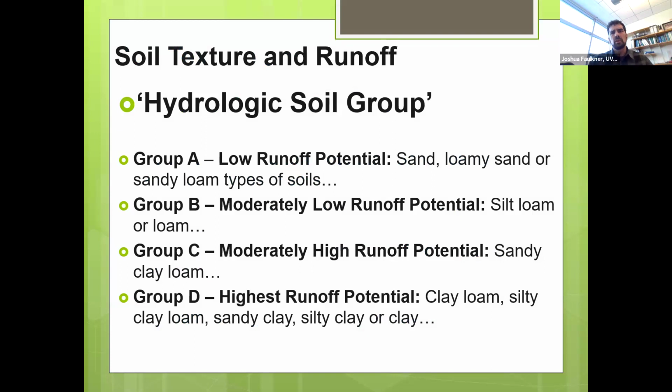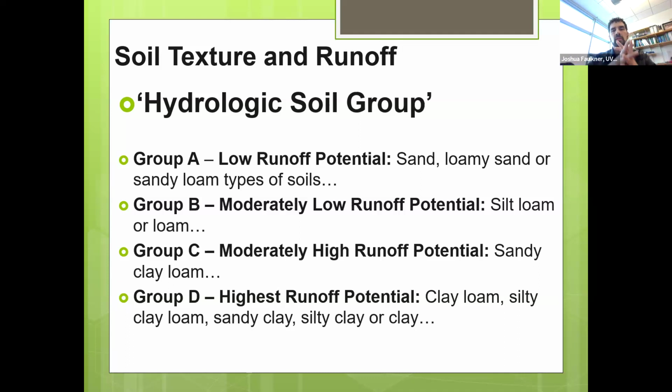So let's start with texture. The best shorthand we use for how texture influences runoff is the Soil Survey's hydrologic soil group. If you're not familiar with that, it's a 4-tier ranking system, A, B, C, and D, with A soils being your lowest runoff potential soils. And those are your sands, loamy sands, or sandy loam types of soils.